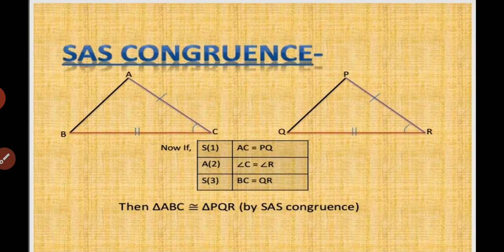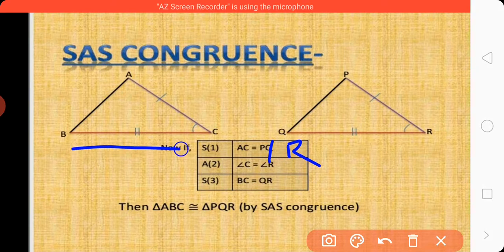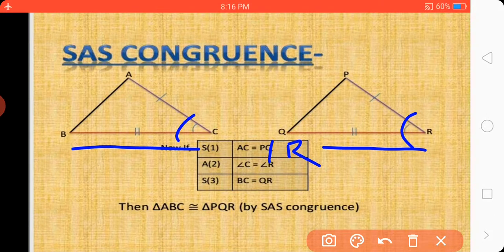So, SAS congruence, side angle side. From these two triangles ABC and PQR, here side AC is equal to PR, and BC is equal to QR. Angle C is equal to angle R. Then triangle ABC is congruent to triangle PQR by side angle side. Write it in brackets. Okay.